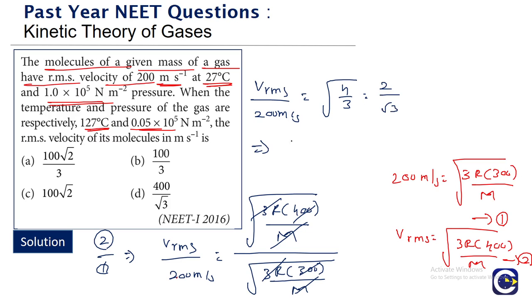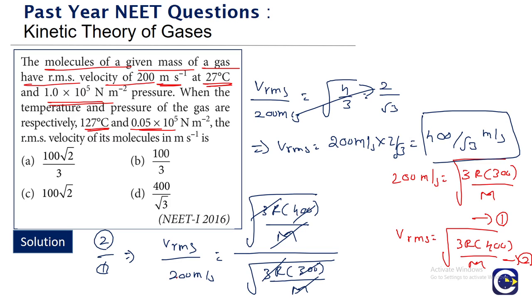So finally, V RMS will be equal to, we will take the 200 to the other side. It will be 200 meter per second into 2 by, not 2 by 3, 2 by root 3. So 400 divided by root 3 meter per second. So in the denominator we have a root 3. Okay, so the answer is 400 divided by root 3 meter per second. So that will be the RMS speed of that particular gas at the second condition, which is 127 degrees Celsius.